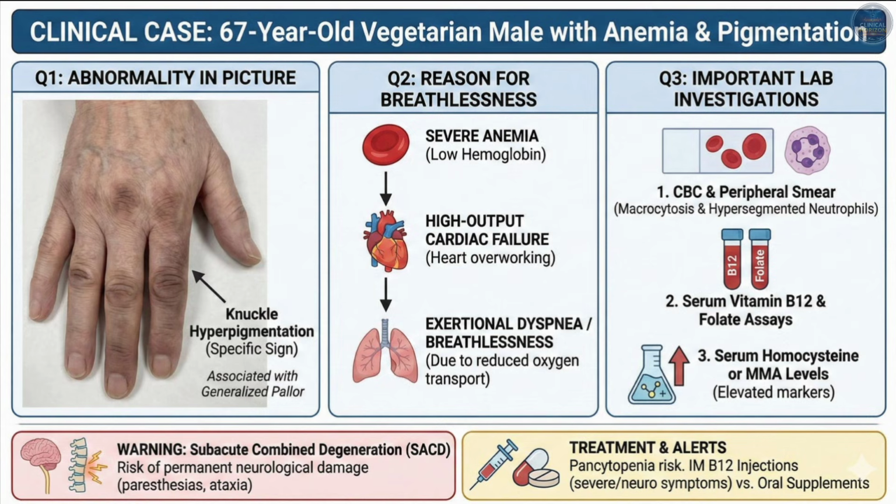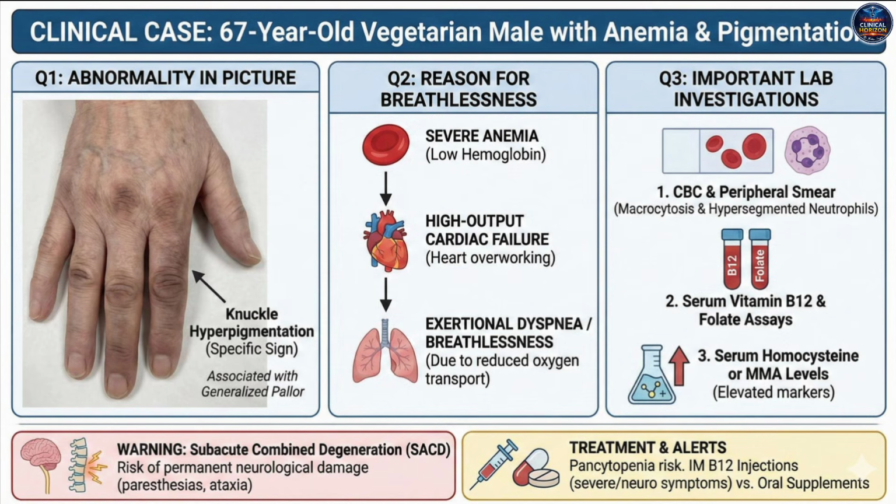Now the second question asks, what is the most probable reason for his breathlessness? The breathlessness is a direct consequence of the reduced hemoglobin. The answer to write, high output cardiac failure due to severe anemia, likely megaloblastic anemia.